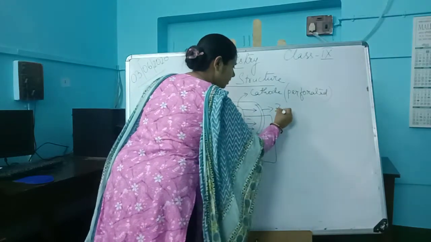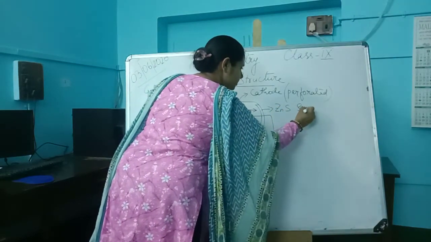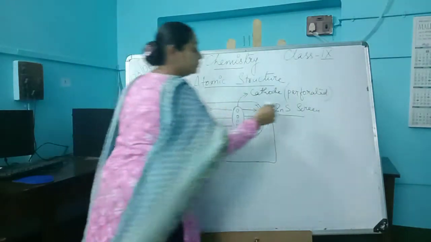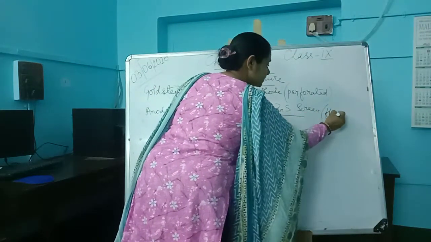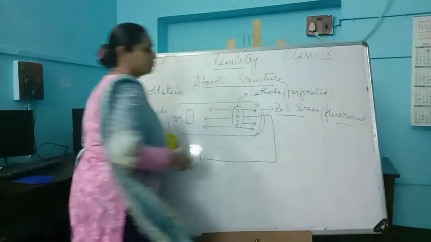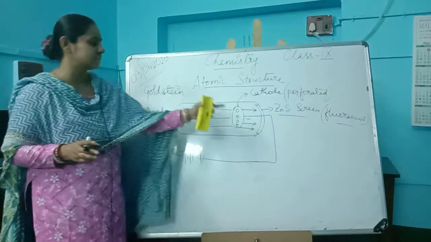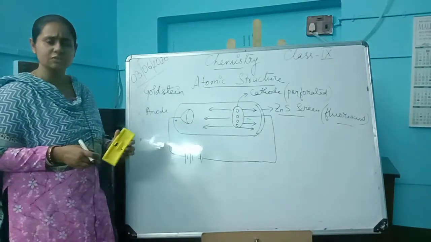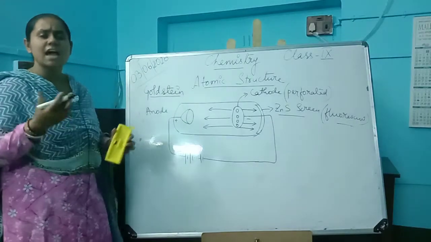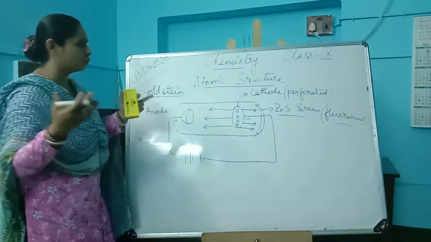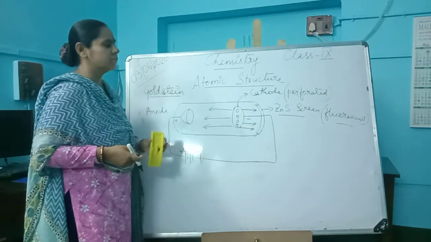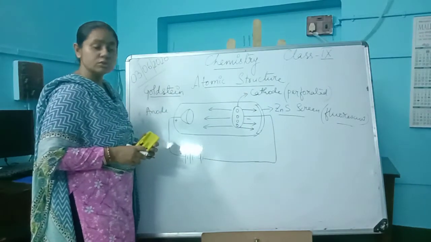Over the zinc sulfide screen, fluorescence is seen. The phenomenon of fluorescence is seen on the zinc sulfide screen. So Goldstein was very much amazed as to what might have happened, or for what reason the zinc sulfide screen present over here is giving this kind of fluorescence.